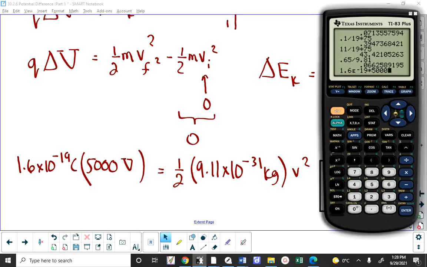Okay. But then look at the formula. I want to get v by itself, so I have to multiply by 2 to get rid of the half, and I have to divide by the mass. So I take Q times V, I double it, and then I divide by the mass. Now I can take the square root to get the speed of the electrons. So the answer to the question is 4.2 times 10 to the 7 meters per second.